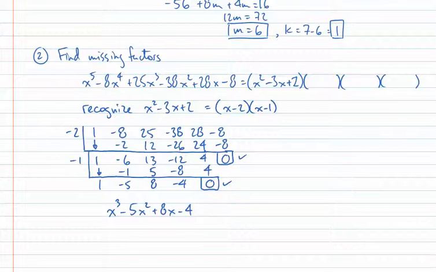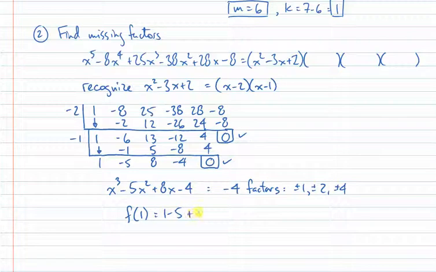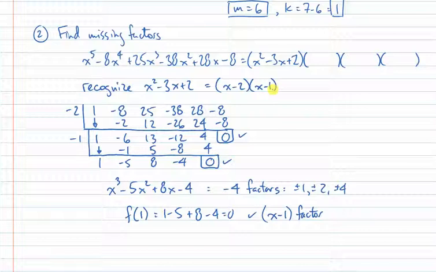This needs to be factored into 3 binomial factors. Looking at the negative 4 constant term, its factors are plus or minus 1, plus or minus 2, and plus or minus 4. So those would be the ones I would test on factor theorem. Trying f of 1 leads to 1 minus 5 plus 8 minus 4, which is 0. So x minus 1 is a factor of the cubic quotient. So I actually have an x minus 1 factor twice now.